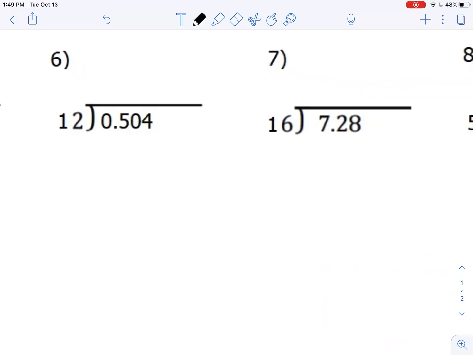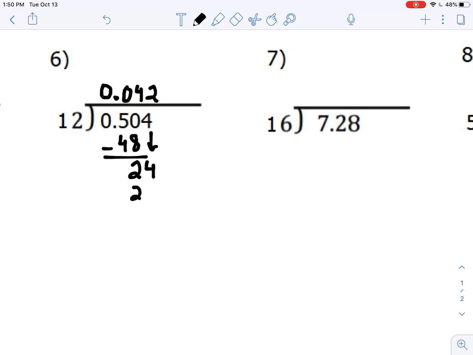Number 6, 504 thousandths divided by 12. So I'm going to put a 0. We can't make a group of 12 out of 0. The decimal point comes up. Can't make a group of 12 out of 5, but I can make it out of 50. So it would go in 4 times. 4 times 12 is 48. We have a difference of 2. I'm going to bring the 4 down. 12 goes into 24 2 times. 2 times 12 is 24. So we have 0 remainder here. So our quotient is 42 thousandths.